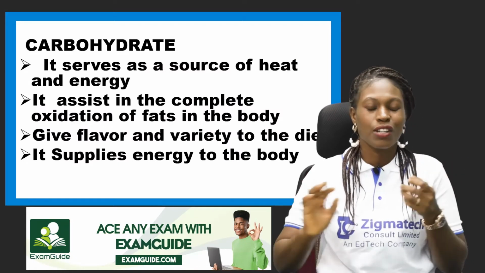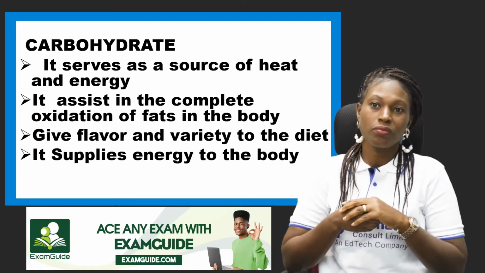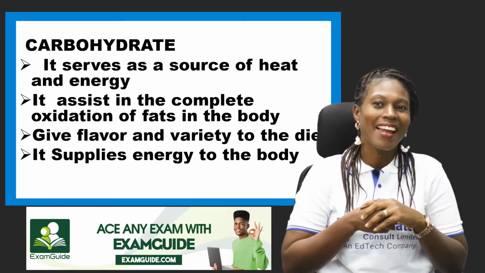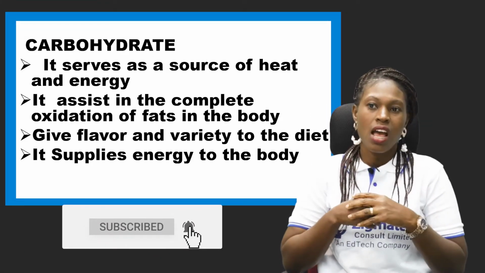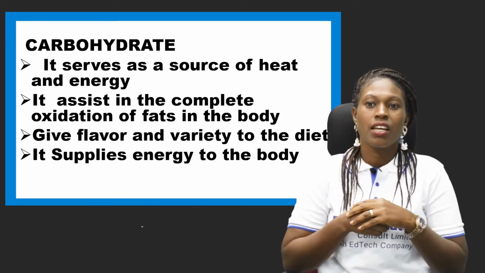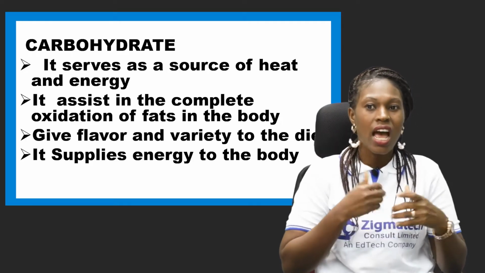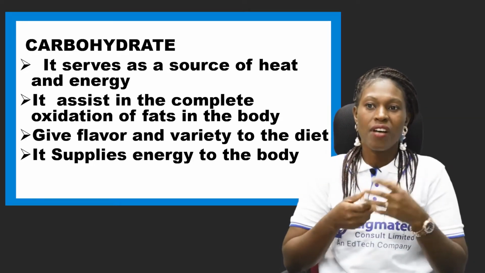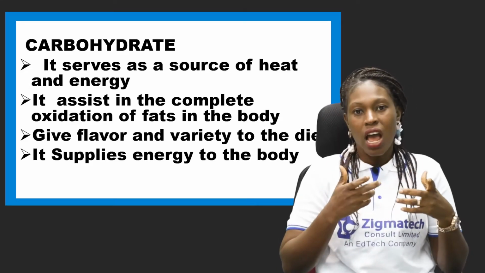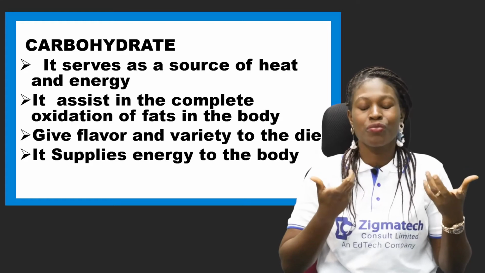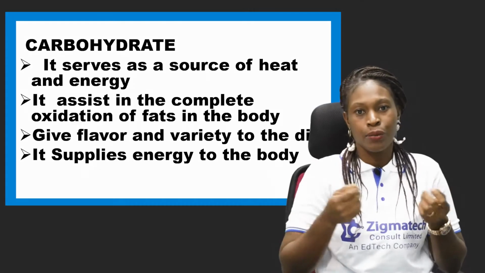Now let's look at carbohydrate. What does carbohydrate do when we take carbohydrate foods? It serves as a source of heat and energy to the body. It also assists in the complete oxidation of fats in the body. So when you take fatty foods, it helps them work faster and work better when there's carbohydrate food in our diet.